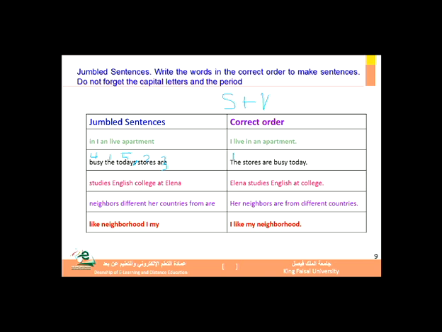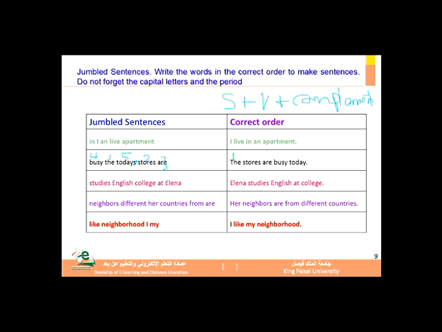Following the subject, there should be the object. If the sentence has an object, the object comes after the verb. So if you look at this example, I live in an apartment. There is no object here, but we have a prepositional phrase, preposition, then a noun. The stores are busy today. Elena studies. What does she study? She studies English. So after the verb, we can have the object of the sentence. So we can have what we call the complement. And the complement might be a prepositional phrase like in an apartment, can be, for example, an adjective, can be an object, and so on and so forth.